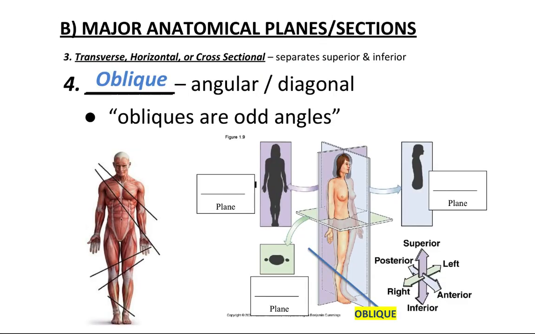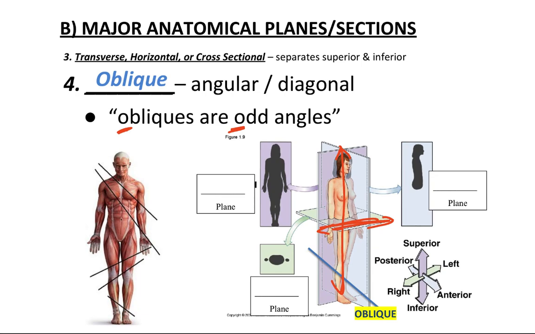Last special term for a cut is called oblique. Oblique just means not along a straight line, right? So if you notice, all the lines we drew earlier for frontal, sagittal, and transverse, all of those are at right angles. They're either straight across, straight up and down, or front from back. Oblique just means at a weird angle. It just means slanted.